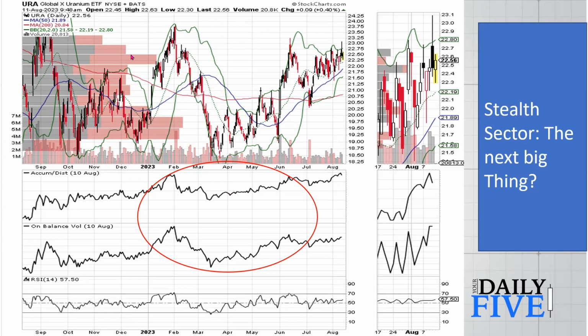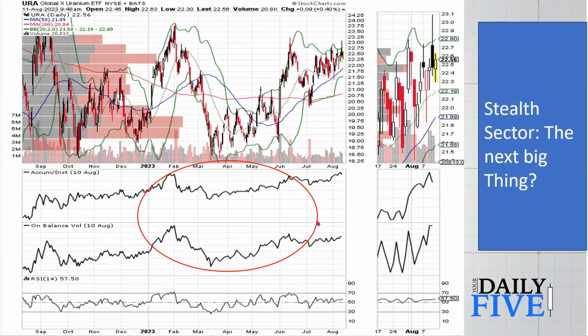So keep an eye on uranium and look for this pattern. Lots of volume by price bars, lots of trading range volatility, but as it starts closing in on the top of the range, look for that breakout. And again, accumulation distribution is rising, short sellers are bailing out. On balance volume is also rising. That tells you buyers are coming in.